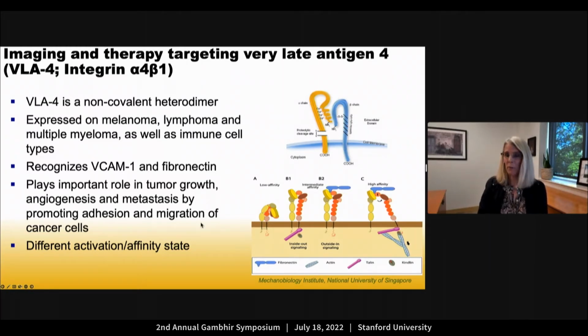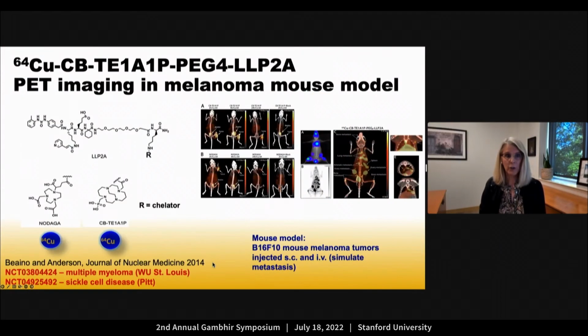And the compound that we've been looking at actually binds to the high affinity state of this particular integrin. And this compound is LOP2A that was developed by Kit Lamb at UC Davis. And what we've done is we've changed the linkage here to a PEG4 to give it some more water solubility. And basically you can put almost anything here in this R group, could be dyes or chelators.